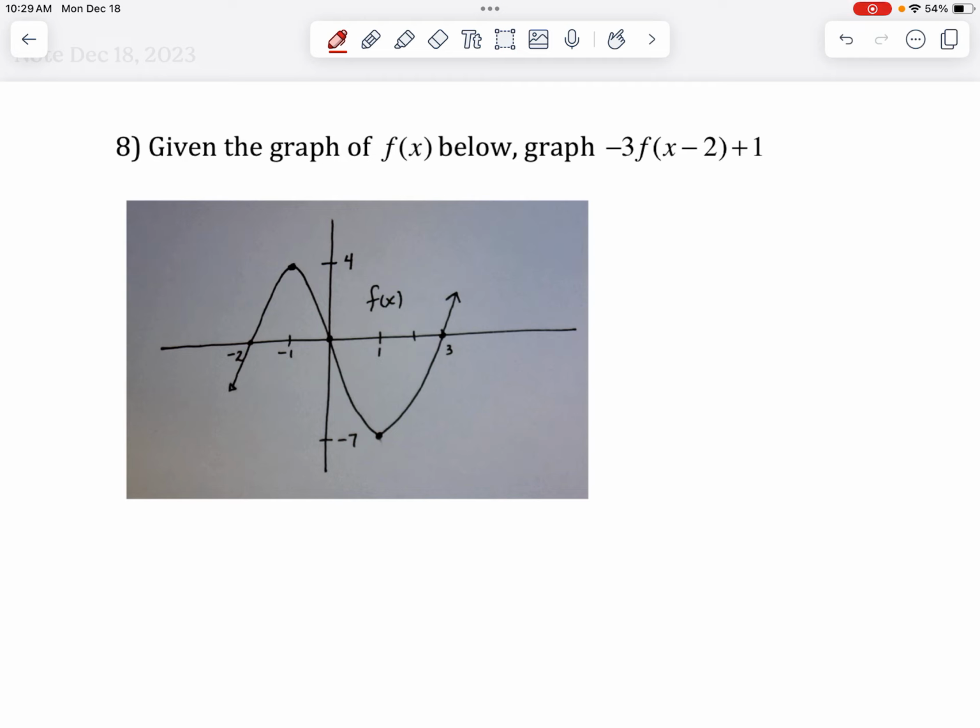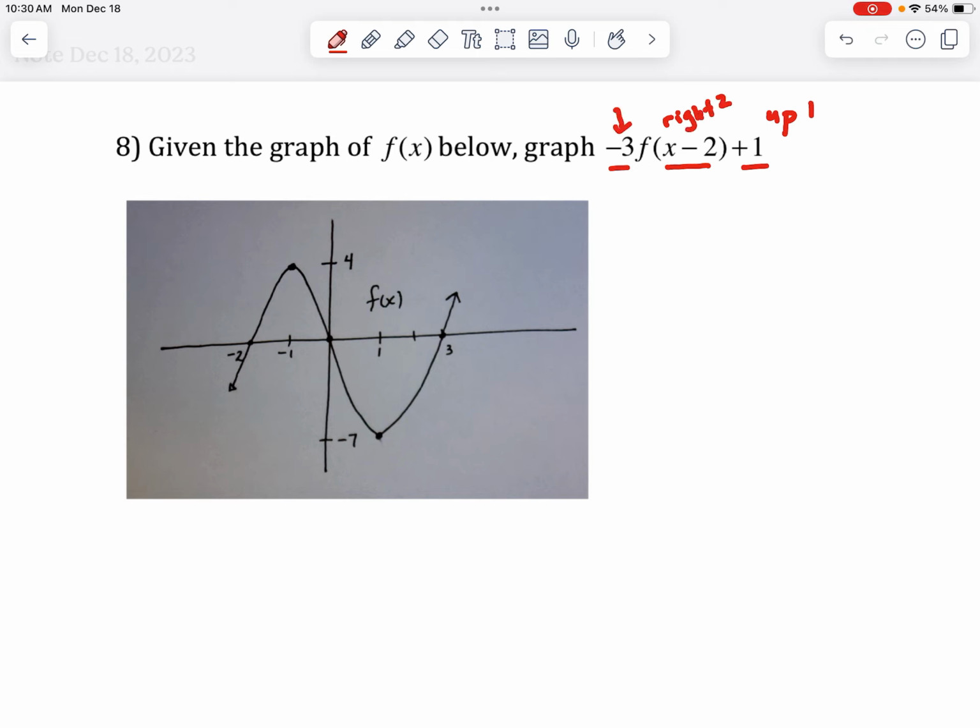Look at this function that I drew, and what if you multiplied it by a -3? What if you shifted it to the right by 2? And what if you shifted it up by 1? So this means go up by 1. X minus 2 means go to the right by 2.